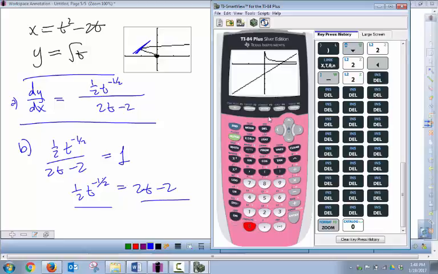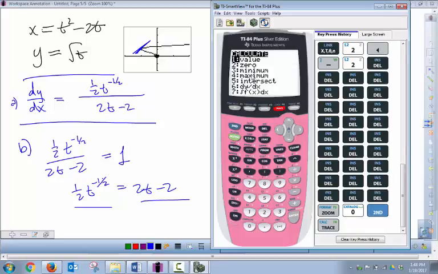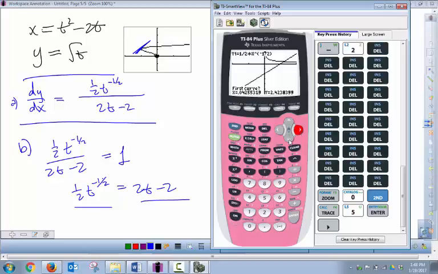And so I could do the trace button or even the calculate button, so second function and calculate. And then one of the options, the fifth one, is the intersection. So I'm going to find the intersection. It's going to ask me for my first curve and my second curve. First curve is y1, second curve is y2.